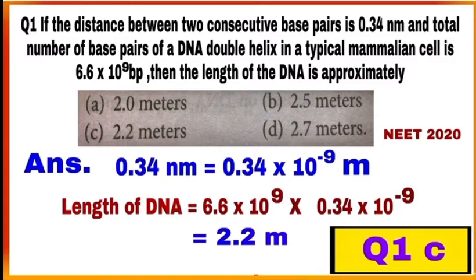Means multiply कीजिए 6.6 × 10^9 को 0.34 × 10^-9 से. And the answer will be 2.2 meters. So, option C, 2.2 meters is correct. Mark C as a correct answer.